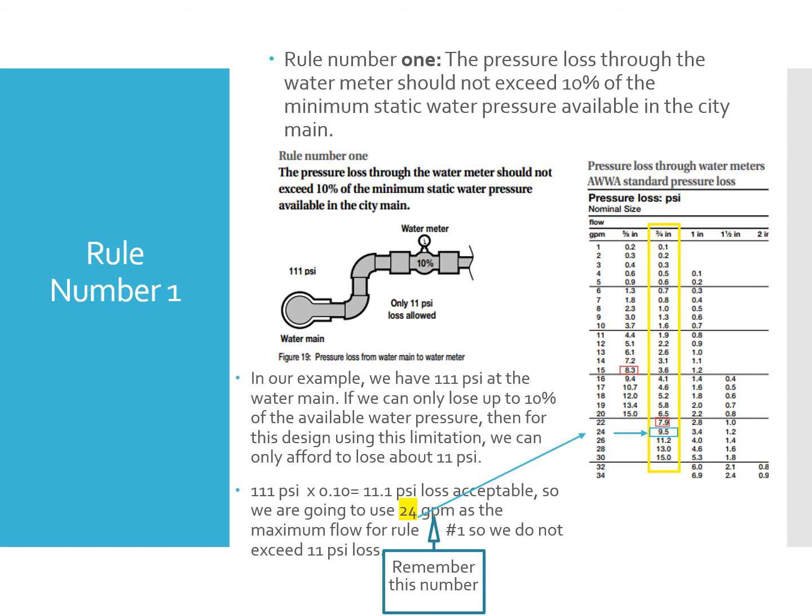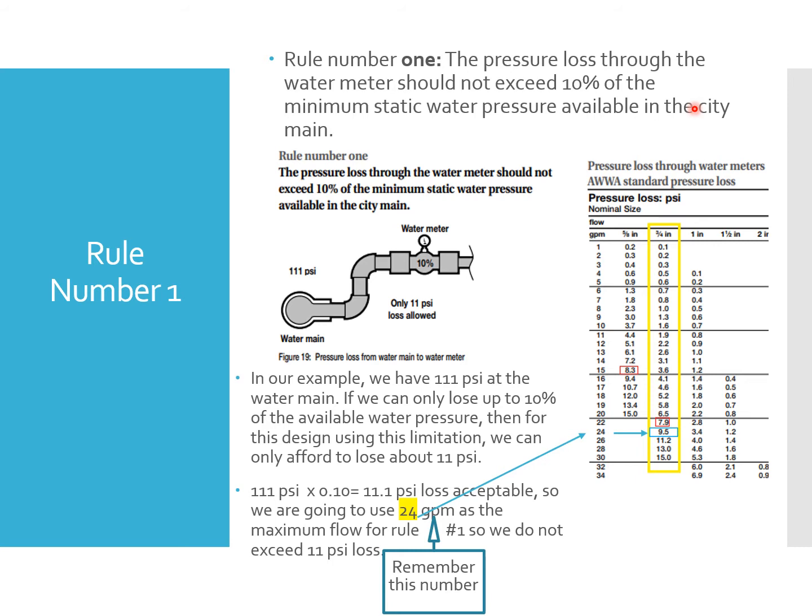So rule number 1, the pressure loss for the water meter should not exceed 10% of the minimum static water pressure available at the city main. So in the illustration that we're provided in the landscape manual, it shows in figure 19 that we have 111 psi out of the street. So if we have 111 psi, to determine what our 10% maximum loss is, we take 111 psi, multiply it times 0.10 and come up with 11.1 psi as an acceptable amount of loss maximum for this system.